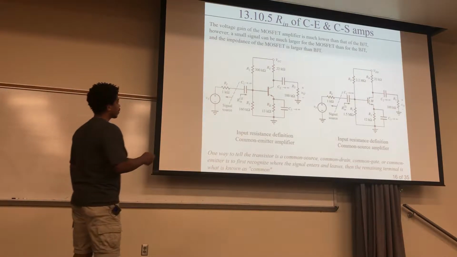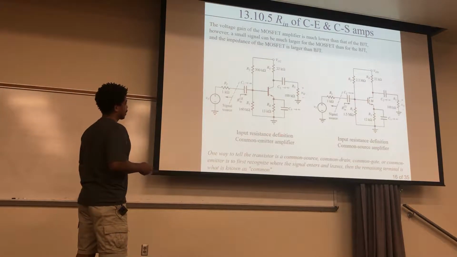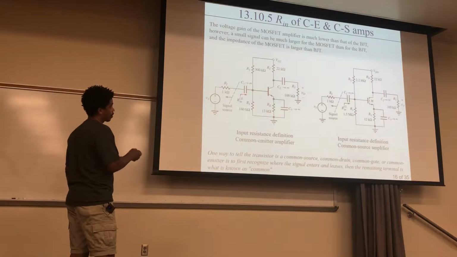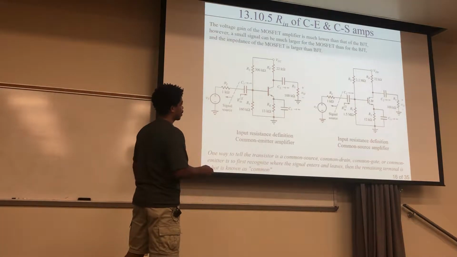So this right here is the input resistance definition for the common emitter amplifier. Okay, and this is what we're talking about right here, the input resistance, as seen from this point. And here's the input resistance definition for the common source amplifier, right here.